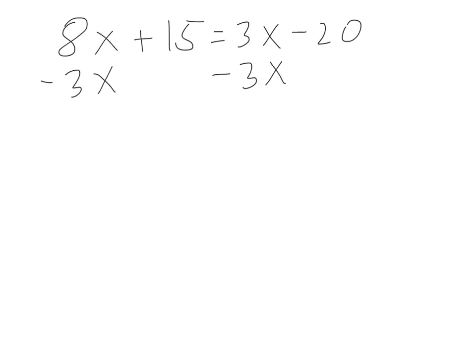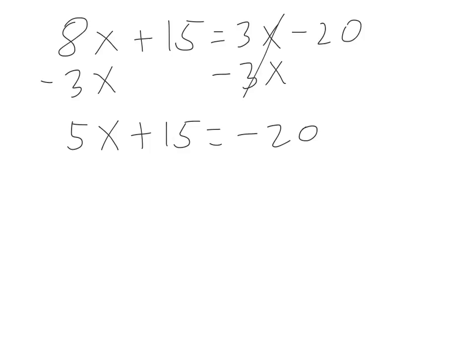So here, the 3x's will cancel, and we have 8x minus 3x is 5x. And everything else we had drops down. So plus 15 equals, the 3x is canceled, so we're just left with negative 20. That was a minus 20, so you have to keep that negative sign still in there.